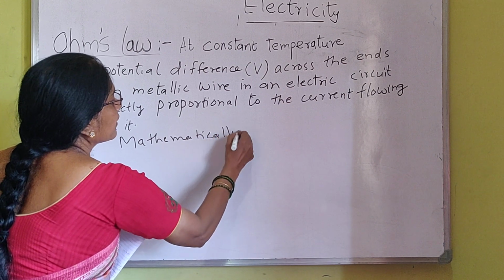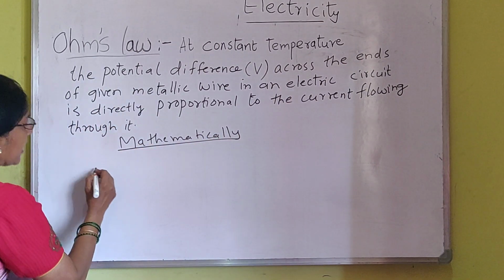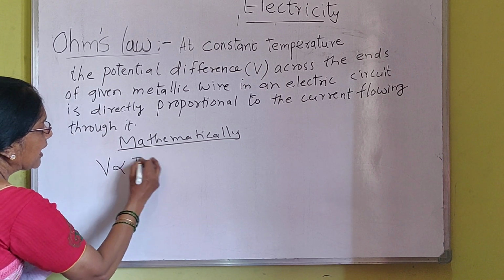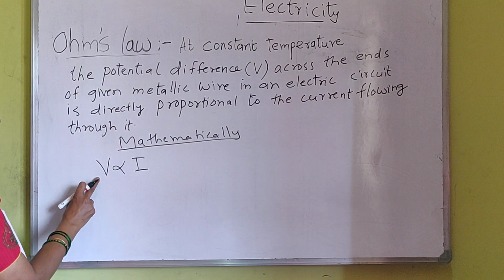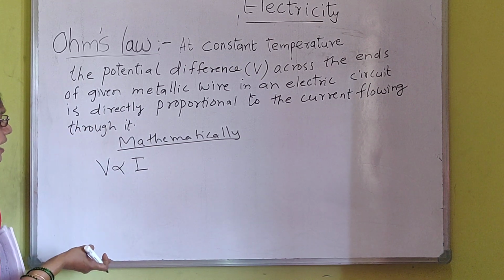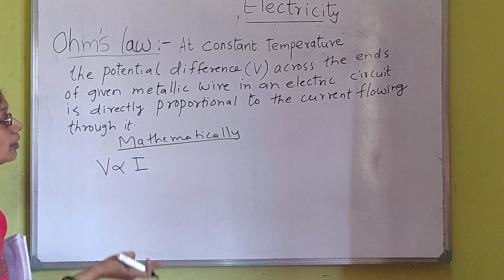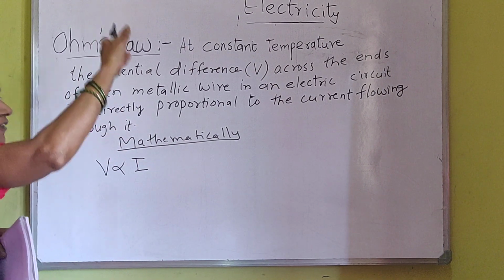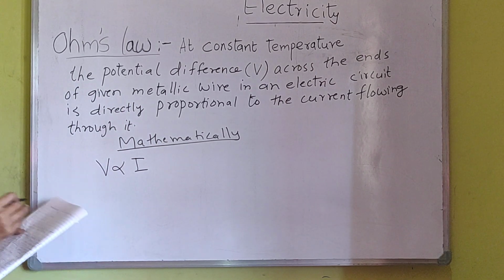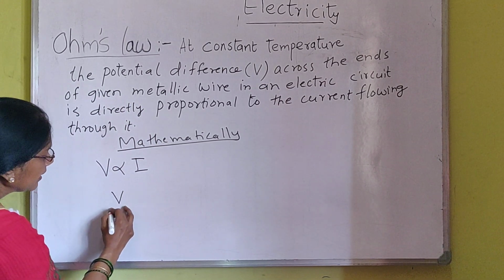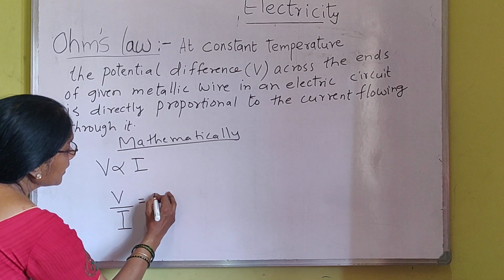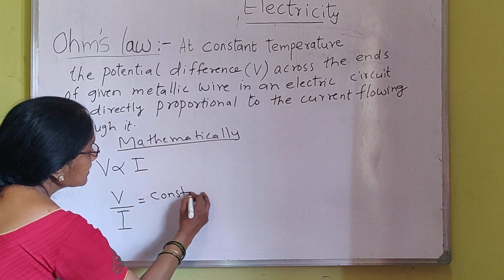In this way. Let us say that the potential difference is represented by V and current is represented by I. It shows that the potential difference is directly proportional to current. It means as the potential difference increases, the current also increases. As the potential difference decreases, the current also decreases. So we can show that the ratio of the potential difference and current is always constant.